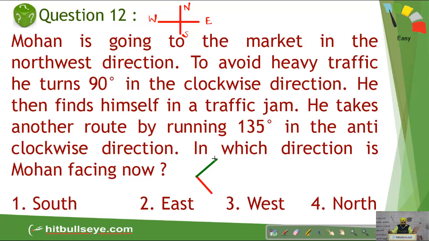Now there he finds a traffic jam. So he takes another route by running 135 in the anti-clockwise direction, students. So 135 to this will be this way. So 90 is this plus 45 more. So that means from here he will turn to this one. Now in which direction is he moving right now, students? You can see right now his direction happens to be west.